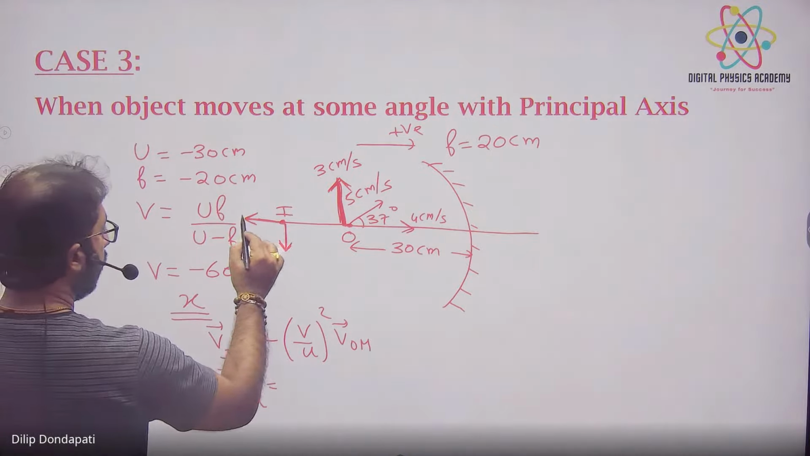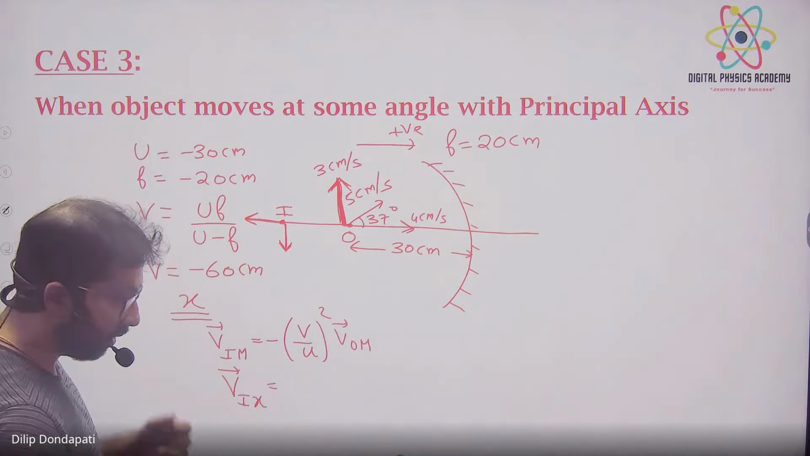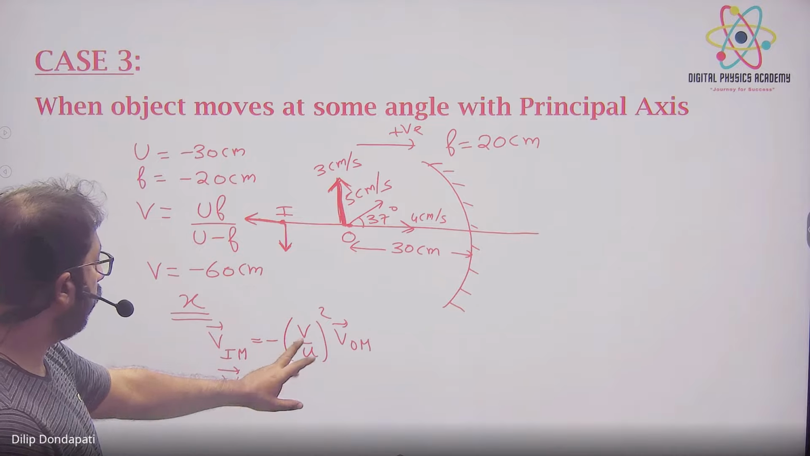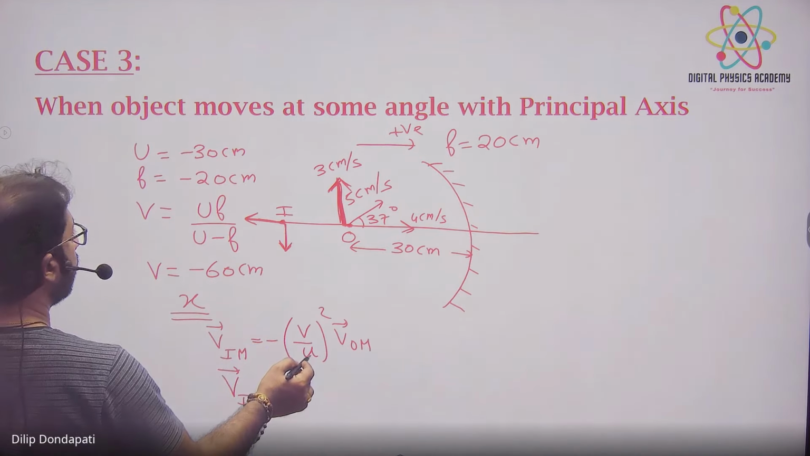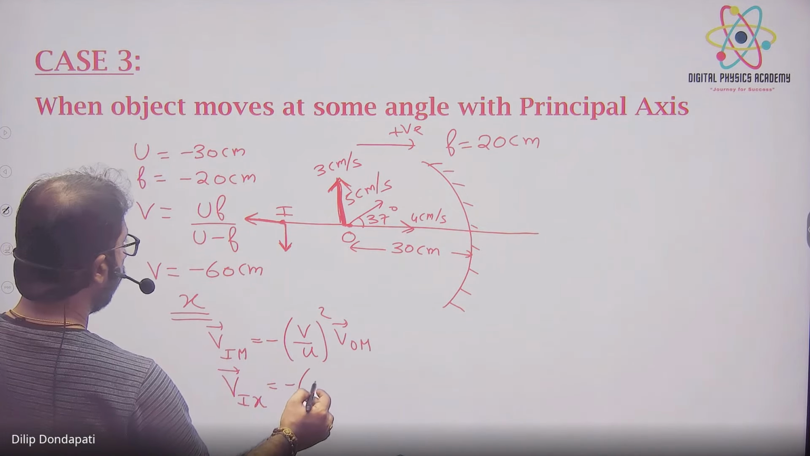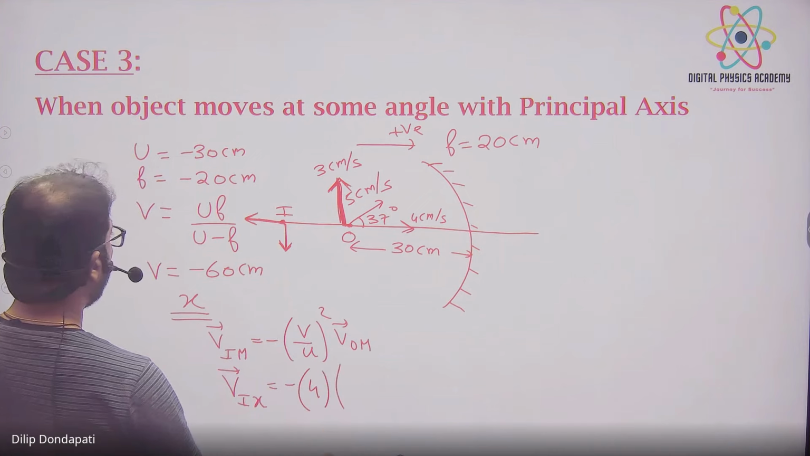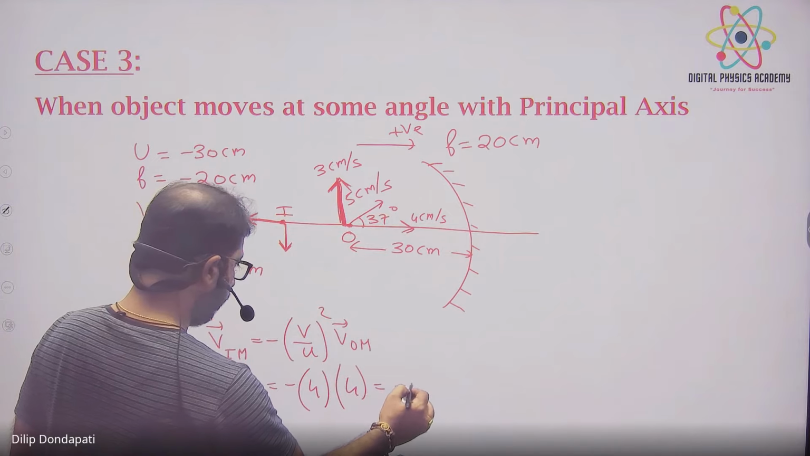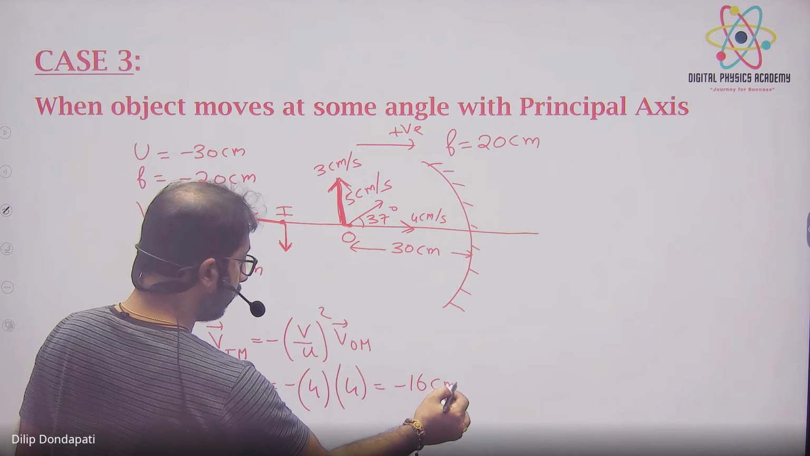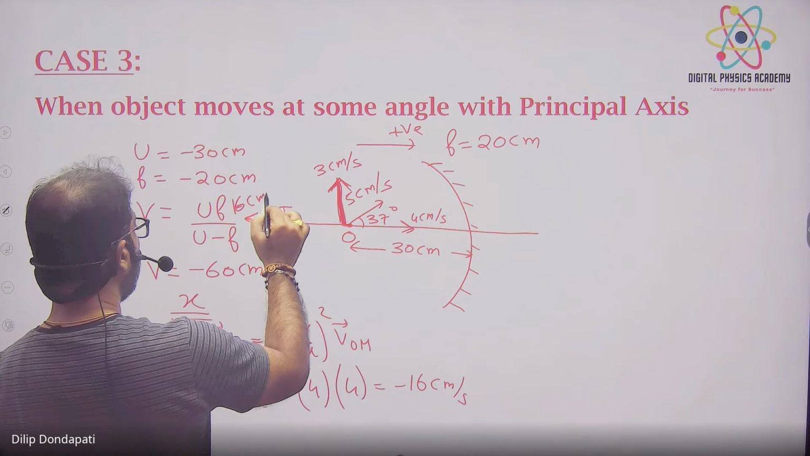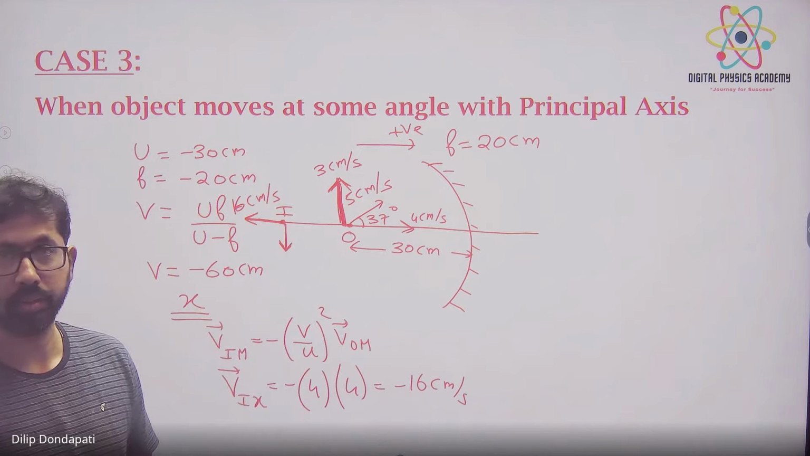Okay. Tell me. V_Ix कितना होगा? Plus 16 centimeter. No, wrong. Minus into v by u. So minus 60 by minus 30. So plus हो जाएगा. So minus कितना होगा? 2, 4. Square 4 into v_om. कितना होगा? V_o कितना है? Velocity of object is 4. So velocity of this is minus मतलब 16 centimeters per second. इस तरफ जा रहा है ना? Minus वाला. Opposite direction.